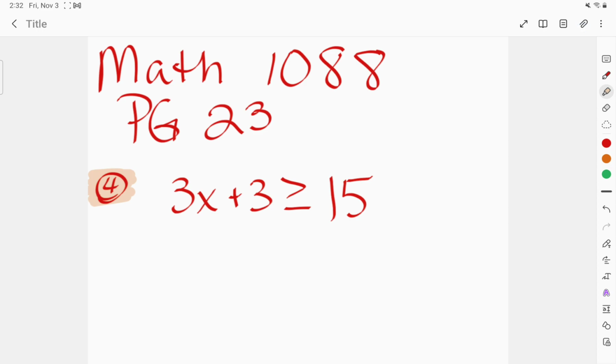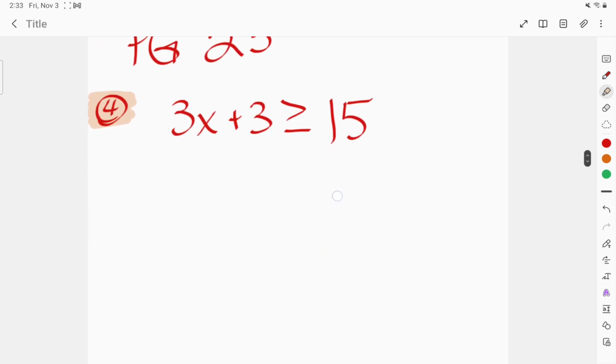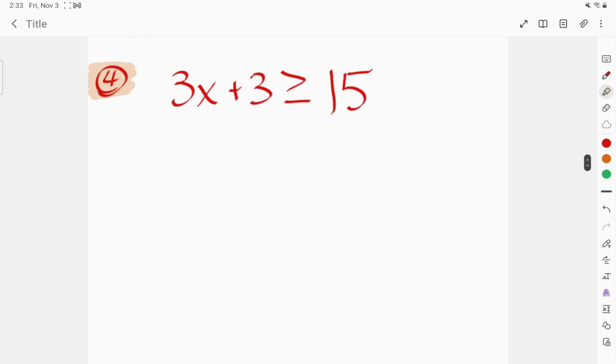All right, Math 1088 pace. This is page 23, and we'll do page 24 as well. So on page 23, we're going to look at number 4. The first thing that we're going to do is subtract 3 from both sides.